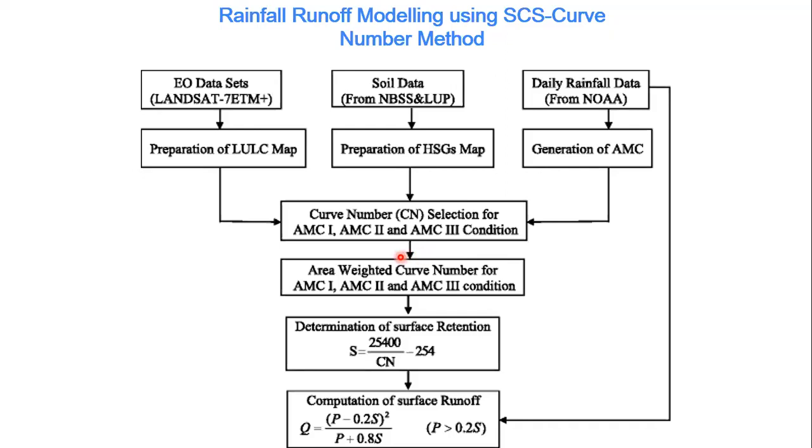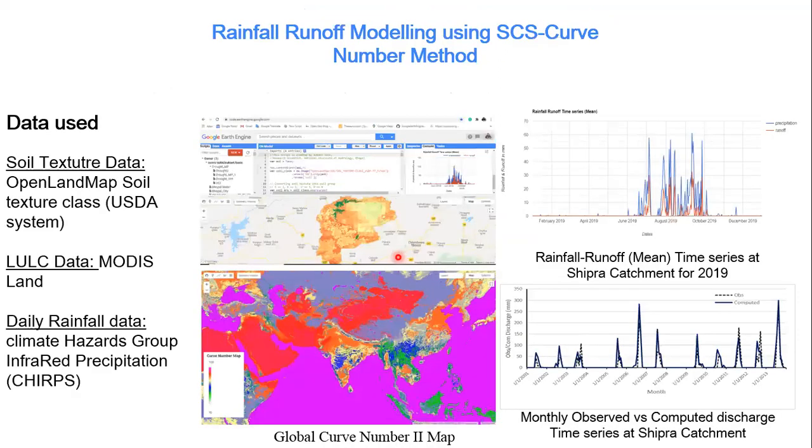But with the help of Google Earth Engine, we can do this rainfall runoff modeling of any area. Like this, I have done it for the whole world, and you can check your result for a particular segment of area.